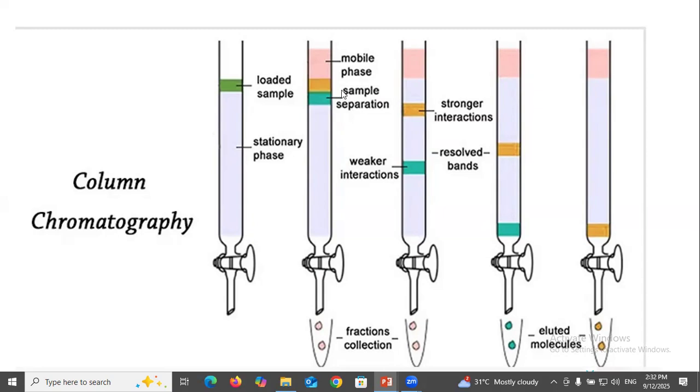So the compounds have different rates of movement in the stationary phase, and they are separated as shown in this diagram and eluted. The first compound comes out, and then the second compound is eluted from the column.